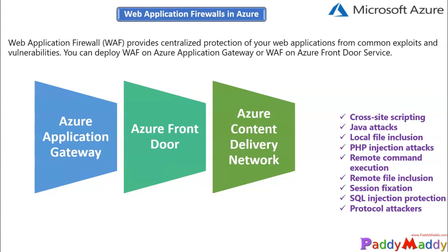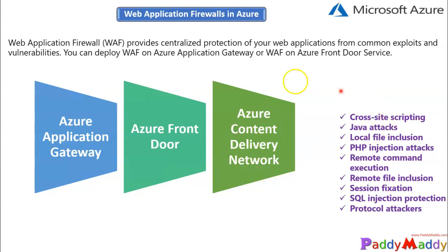In this short lecture, we're going to learn about Microsoft Azure Web Application Firewall. In short, we also call it WAF. Basically, WAF will provide you a centralized protection for all of your web applications from the common exploits and vulnerabilities. And you can deploy this WAF on three different things. WAF can be configured for your application gateways, and also for Azure Front Door and Microsoft CDN network. That's nothing but content delivery network.